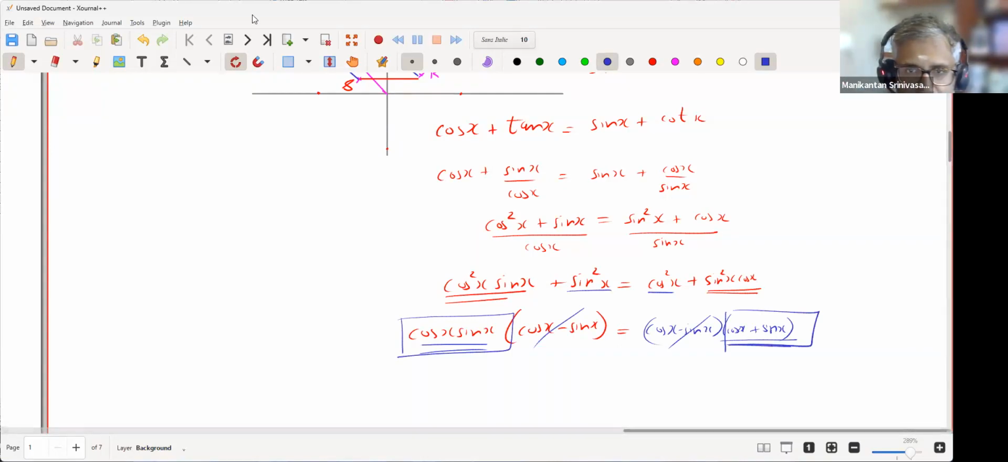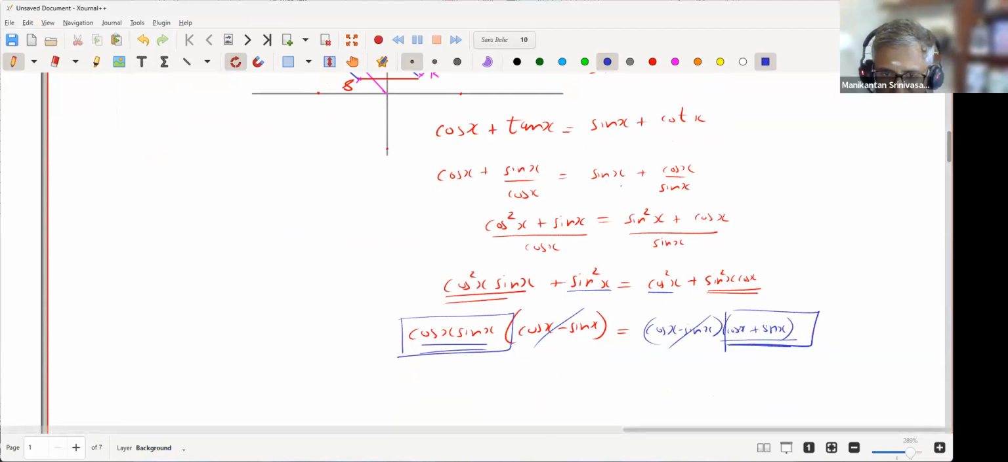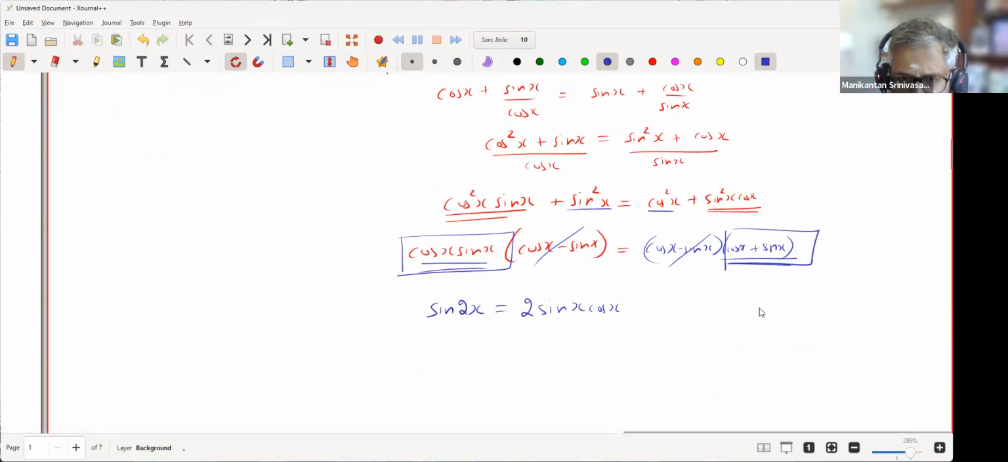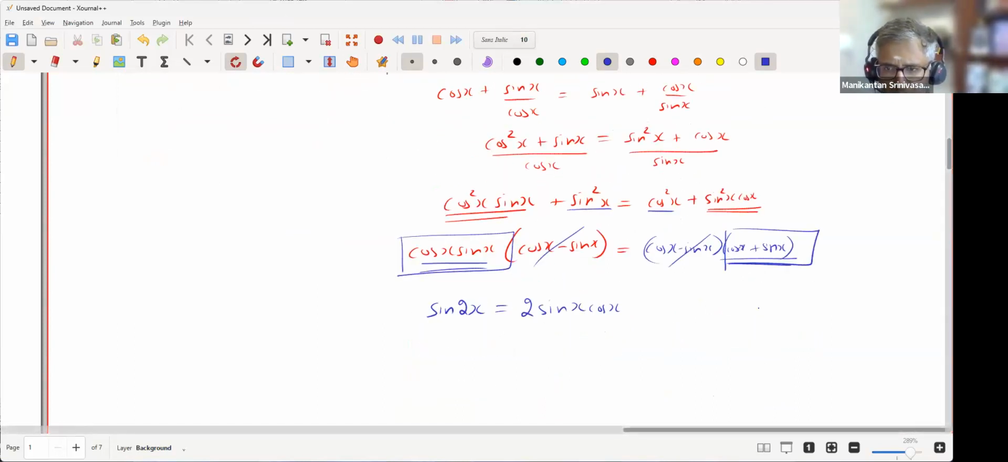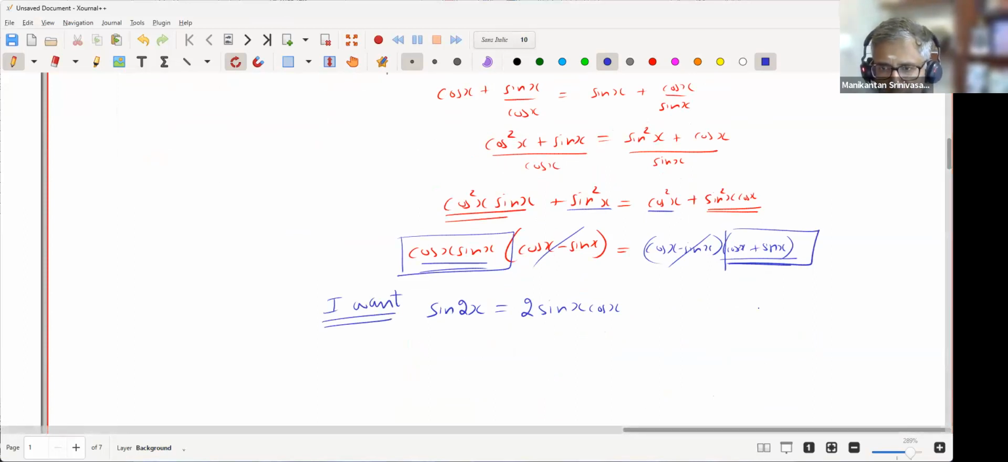Now what do we want? We want sin 2x. So sin 2x, I can leverage 2 sin x cos x is sin 2x, right? So sin 2x is 2 sin x cos x, which means, okay, so I want this. I want sin 2x, which is 2 sin x cos x.